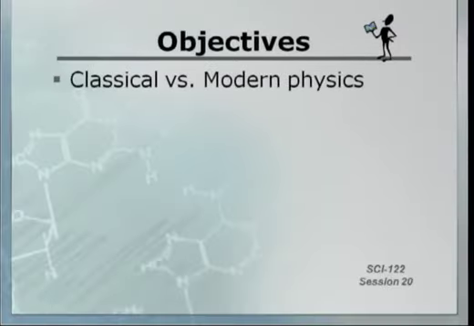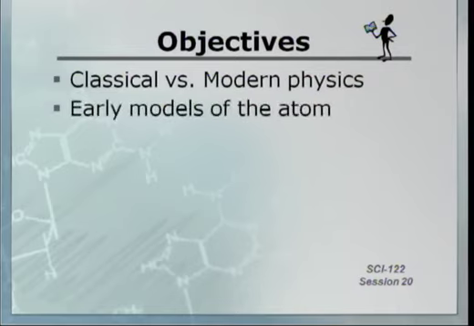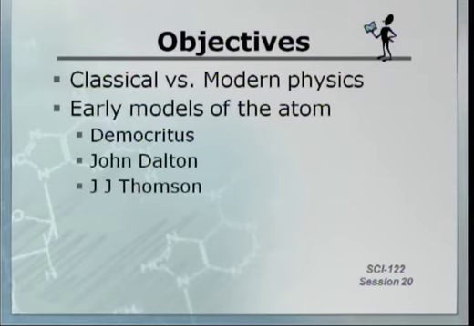Let's take a look at the overview for today's topics. For today, we're going to get started by looking at classical versus modern physics. And we'll look at some early models of the atom, along with some of the key players in developing these models, including people like Democritus, John Dalton, J.J.